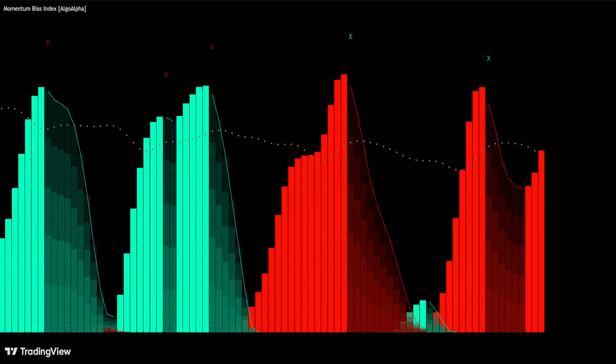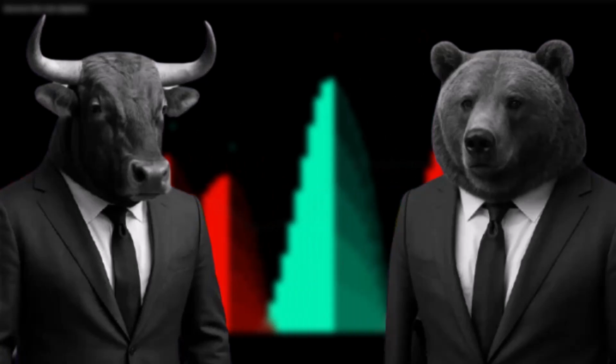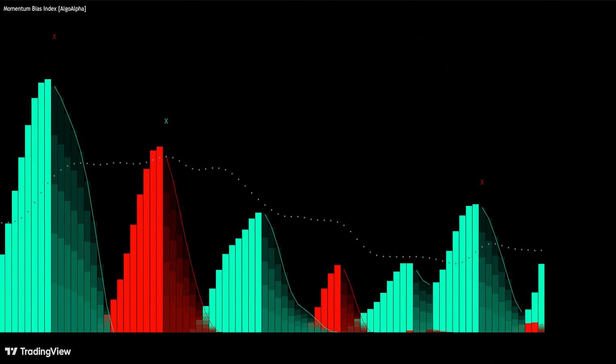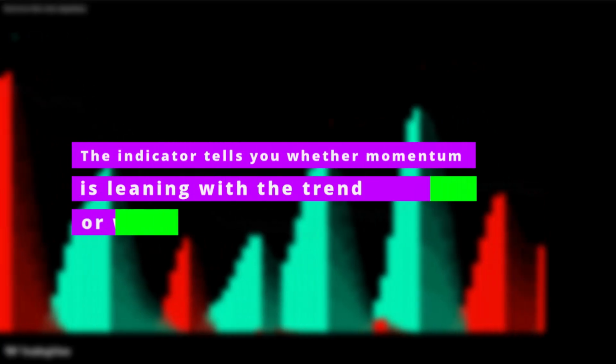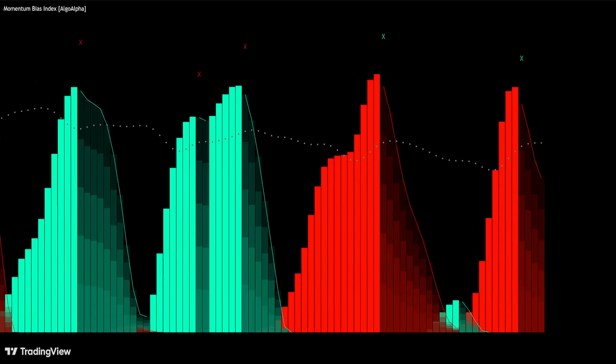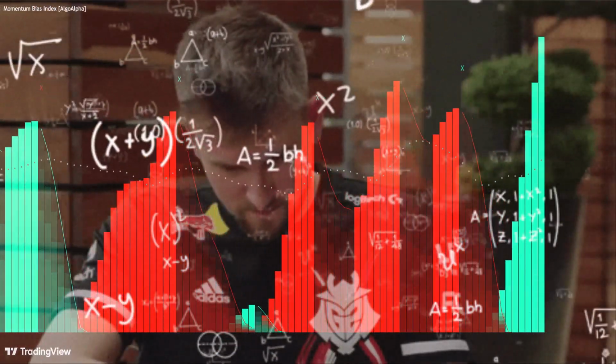This indicator practically isolates the dominant force, the bullish force or the bearish force, by analyzing the strength and persistence of positive versus negative momentum over time. The indicator tells you whether momentum is leaning with the trend or working against it. This gives you a clear mathematical read on where the pressure truly lies.